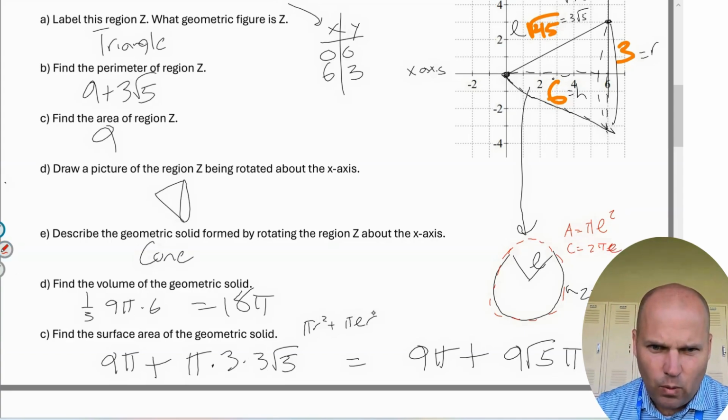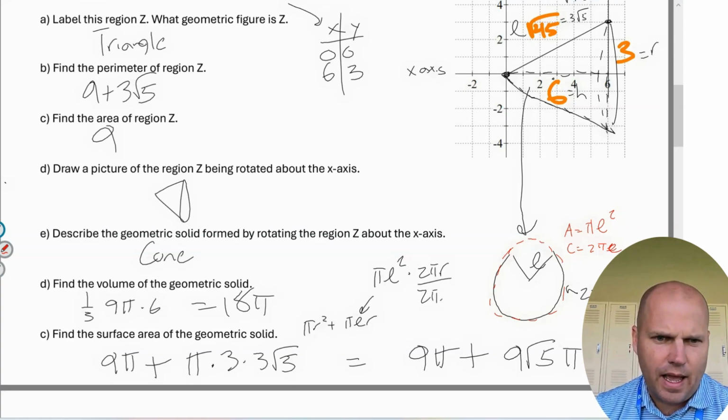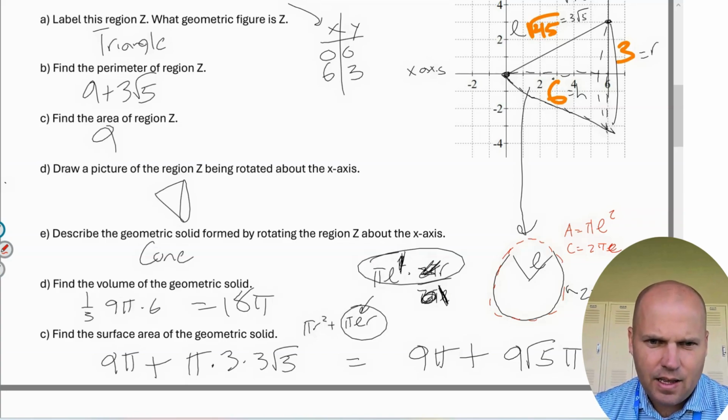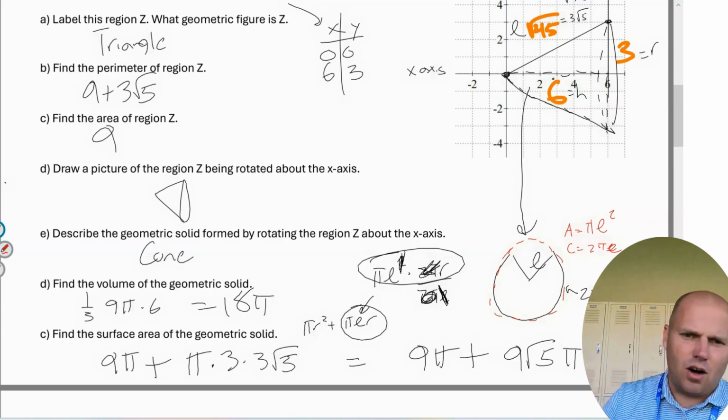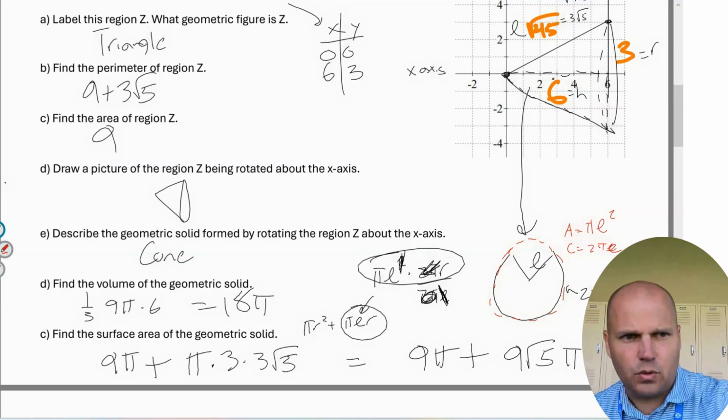Well, why is it pi LR? Because it's pi L squared, and then I need the 2 pi R portion of the 2 pi L. Well, the 2 pi's go away. One of the L's goes away. It's always pi slant height R, pi LR. Cool.